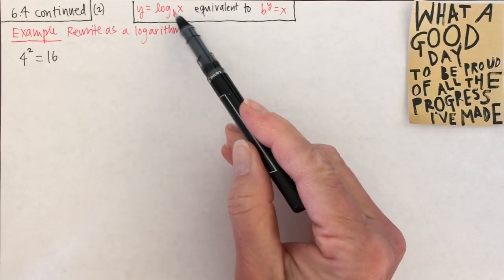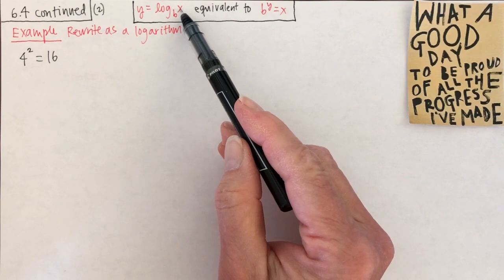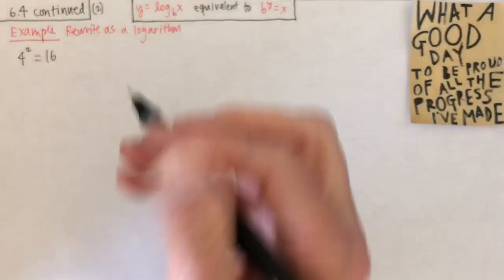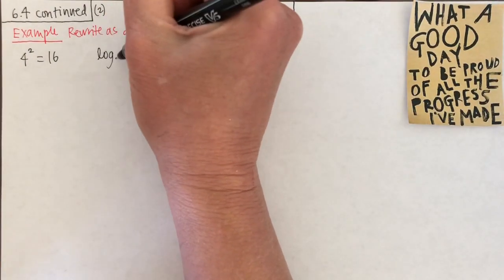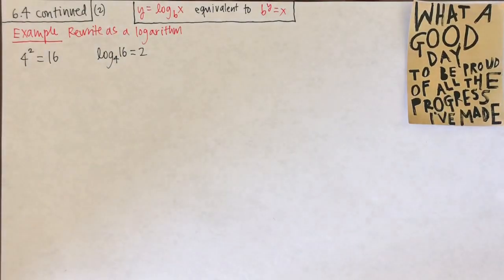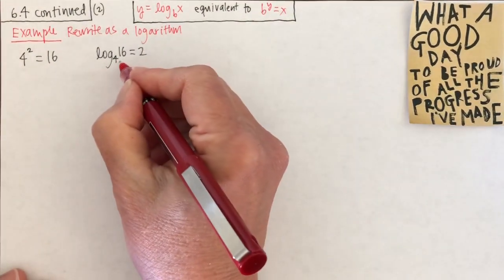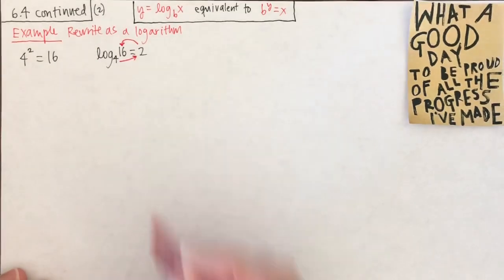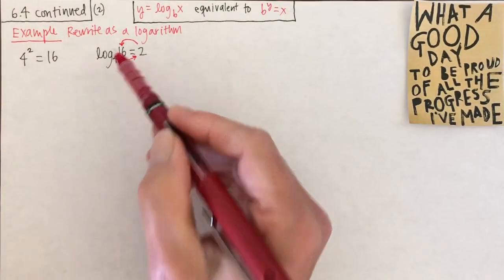So b to this number across the equal sign equals this that I'm taking the logarithm of. If I'm going to rewrite this as a logarithm, it looks like this: log to the base 4 of 16 equals 2. And this is always the pattern, that this little number, the base of the logarithm, raised to this power equals this number that you're taking a logarithm of. So 4 to the second power equals 16.